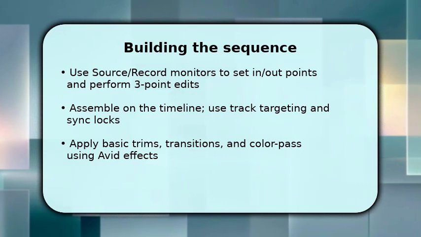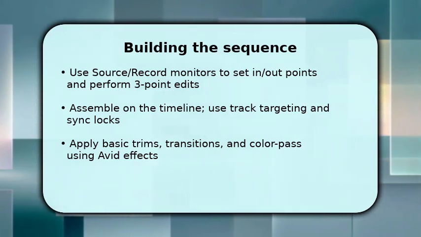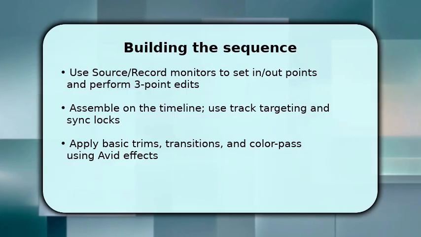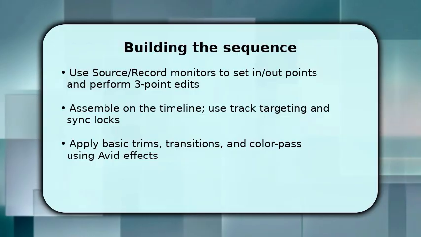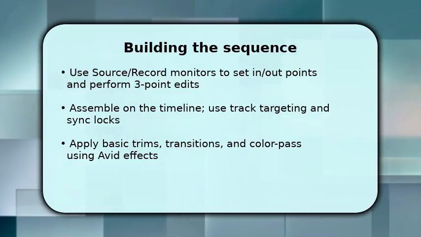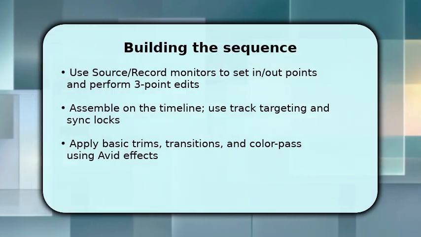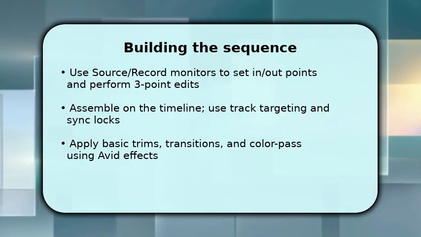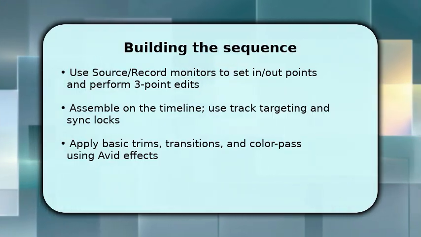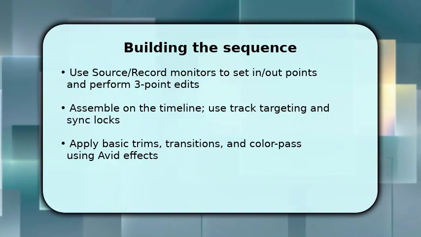You'll assemble your sequence using the source and record monitors. Set clean in and out points and perform 3-point edits for precision. Once clips are on the timeline, use track targeting and sync locks to control which tracks receive edits. This keeps audio and picture aligned. Then perform trims, roll, ripple, slip, to tighten timing, and add dissolves or trims for pacing.